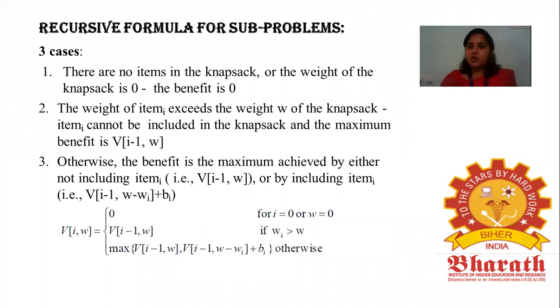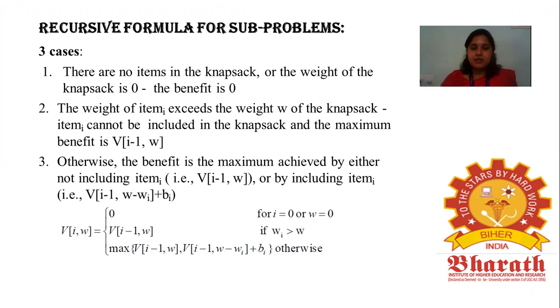The three cases, we're going with the first case. The first is that if there are no items in the knapsack, the weight of the knapsack is 0 and the benefit or the profit of the knapsack is also 0. Next, the second case. Suppose the weight of an item exceeds the capacity of the knapsack, then that cannot be included in the knapsack. So see here, the weight of an object is more than the knapsack capacity, then the object cannot be included. So the maximum benefit will be V, which we will solve using the table method. So V of the previous objects, comma, the current weight will be considered.